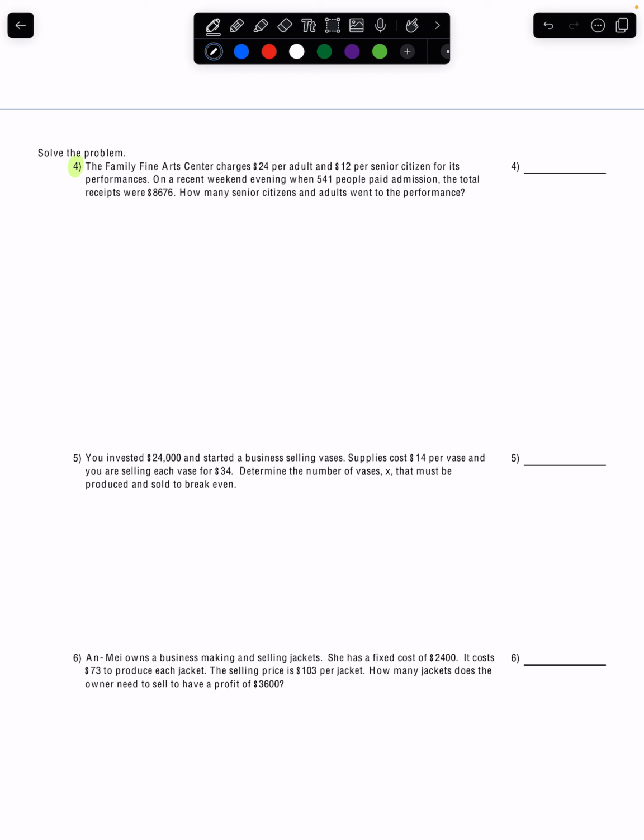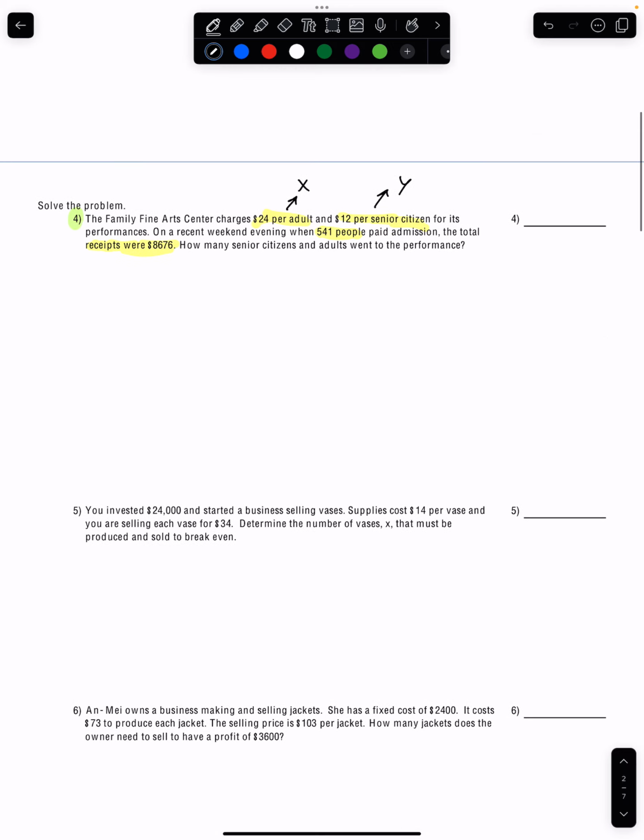How many senior citizens and adults went to the performance? So, like most story problems, we want to highlight key information. It's $24 per adult, 12 per senior citizen, 541 people, and their receipts were $8,676. Let's call the adults x and the senior citizens y.